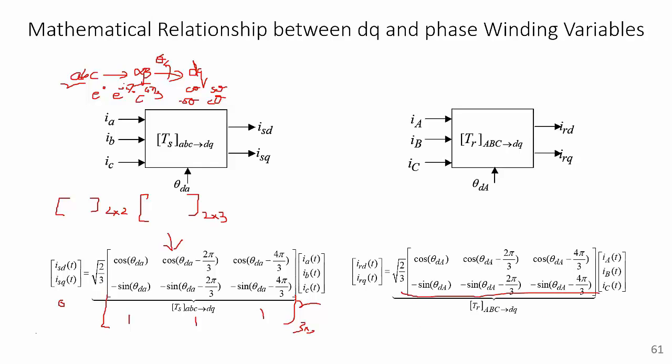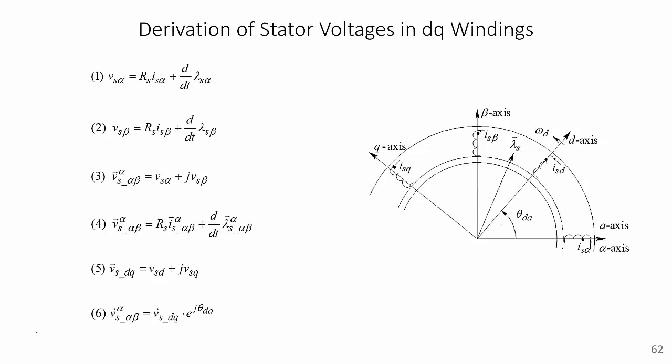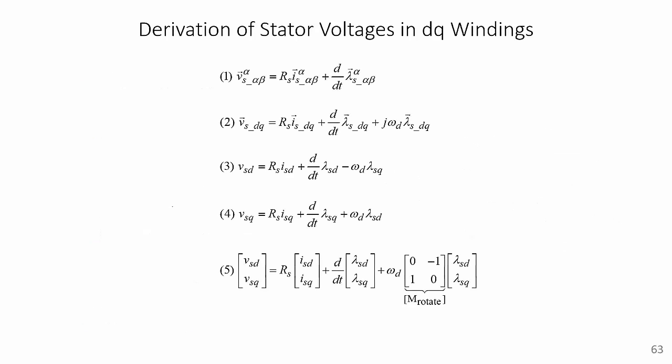Now that we can convert ABC quantities into DQ quantities, let's go ahead and write out the equation for the stator voltages in the DQ frame. This is the equation from a previous slide where the stator voltages are represented in space vector or in the alpha beta frame. This can be transformed to the DQ frame by acknowledging the fact that from DQ to alpha beta is merely a rotational transformation. This equation in the previous slide can be written in matrix form.